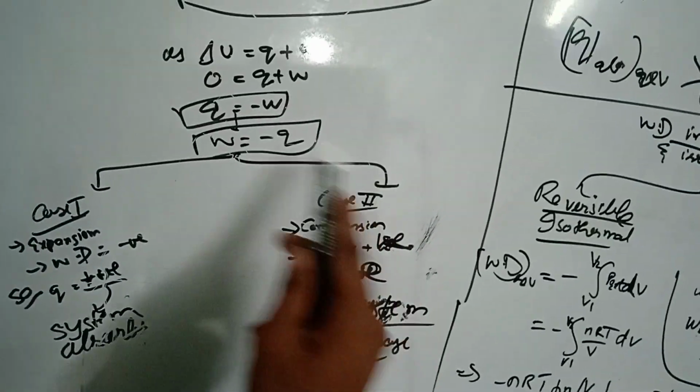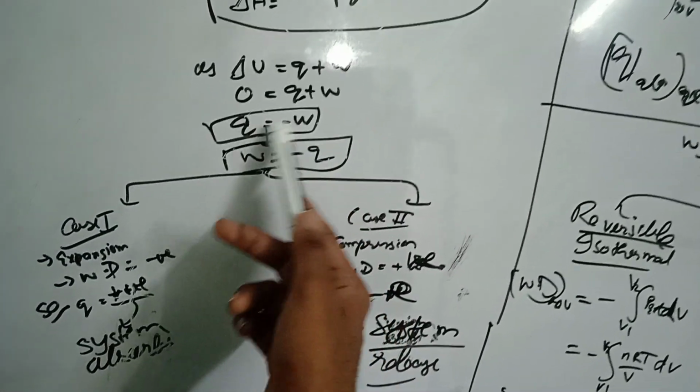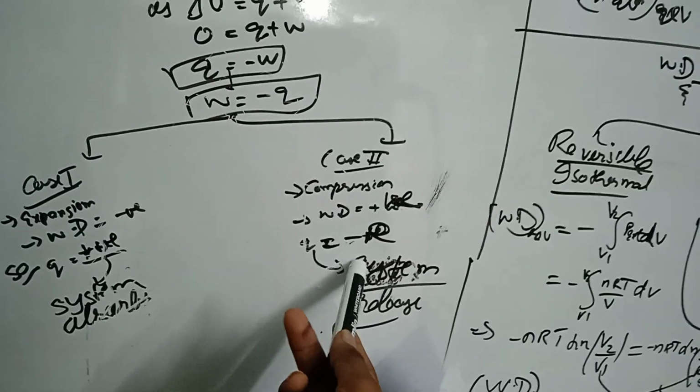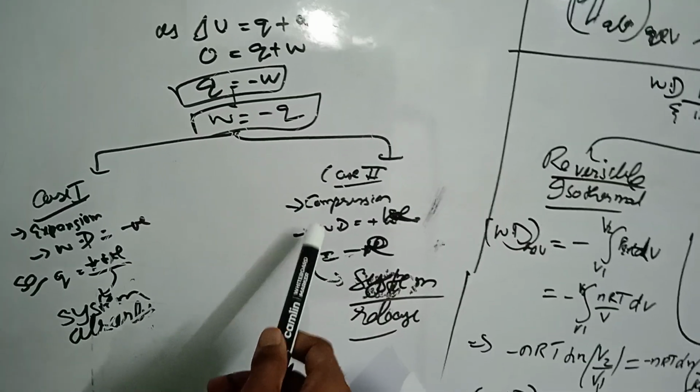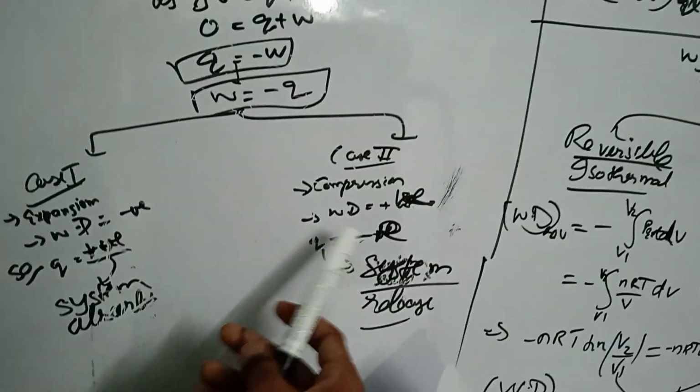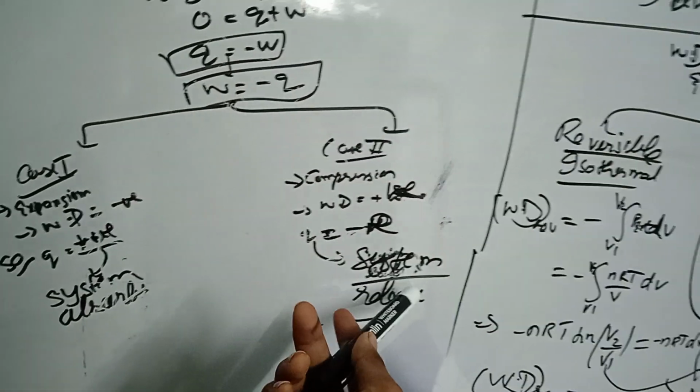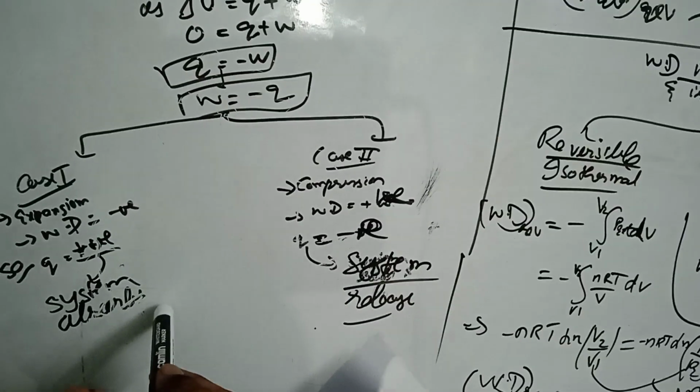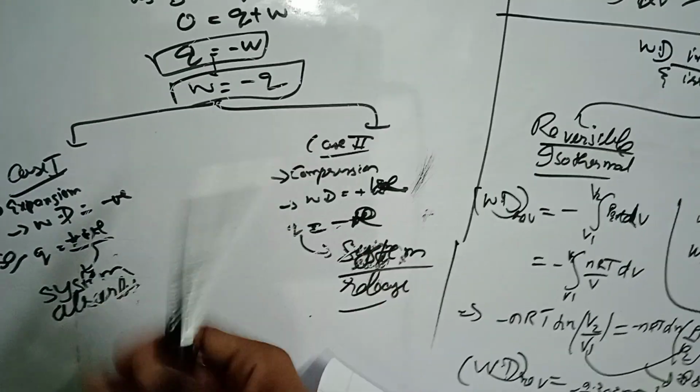If work is positive, then obviously Q is minus W, so Q is negative. Don't get confused, this is Q. If Q is negative, here the system is releasing heat. That's all about this.